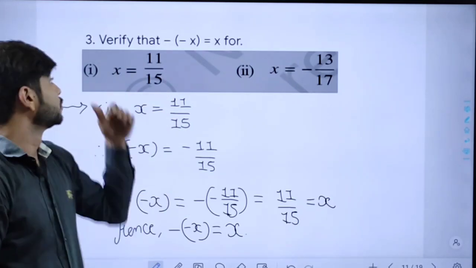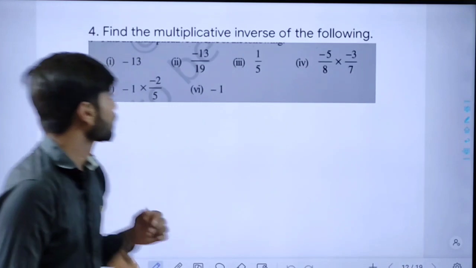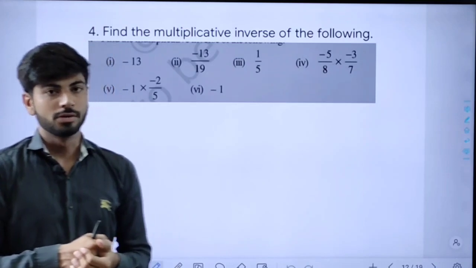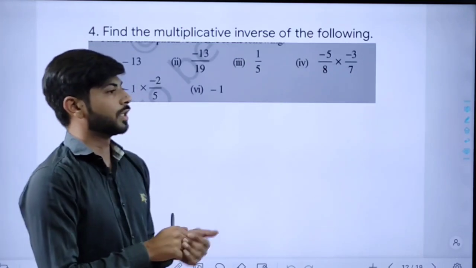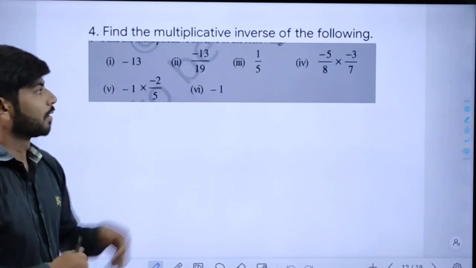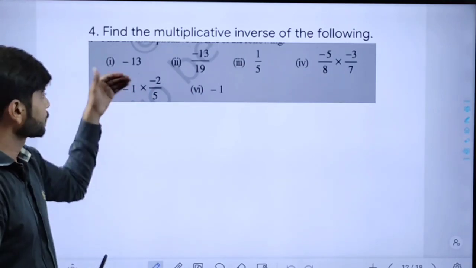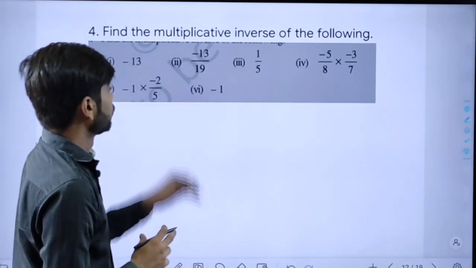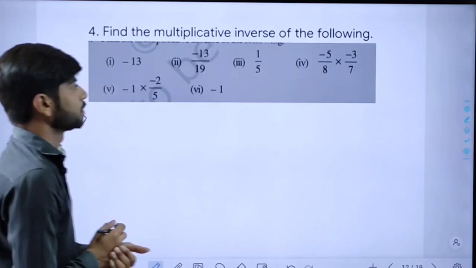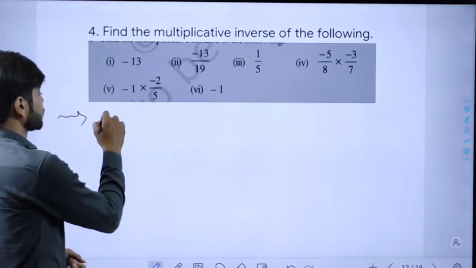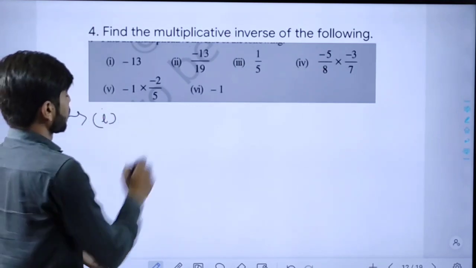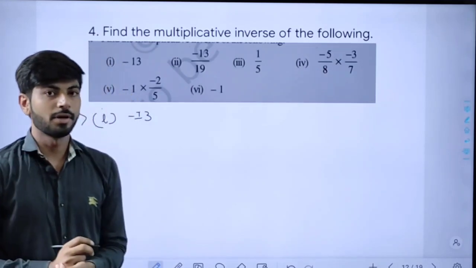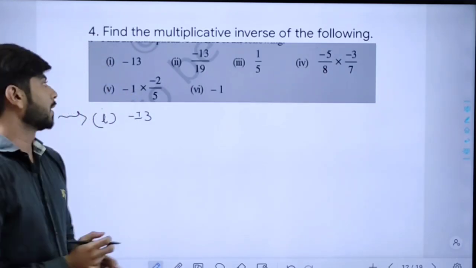Okay, let's now do the fourth sum. In this you have to find the multiplicative inverse. Okay, what is the multiplicative inverse? We have studied this in the above properties. So let's start now. I will do the first 4 and the last 2 you have to do yourself. So first, minus 13. Okay, it is minus 13 and we have to find the multiplicative inverse of minus 13.